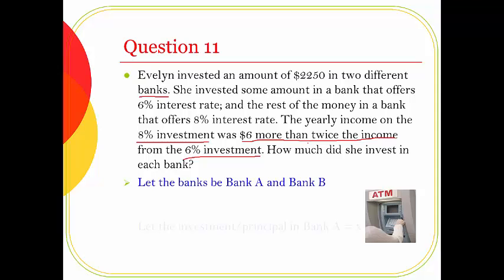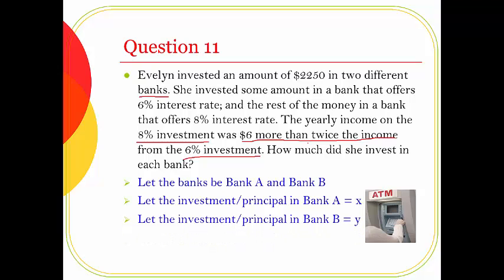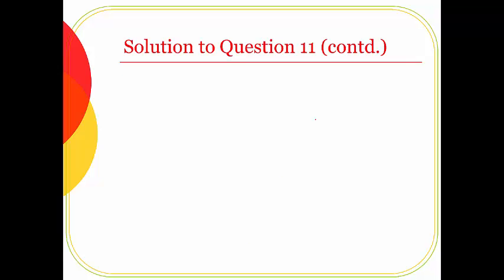Now, let the investment or principal in Bank A be X, and the investment or principal in Bank B be Y. So the first thing we have is that X plus Y should give us what? $2,250. That is the amount of investment in those 2 banks. That gives you equation 1.